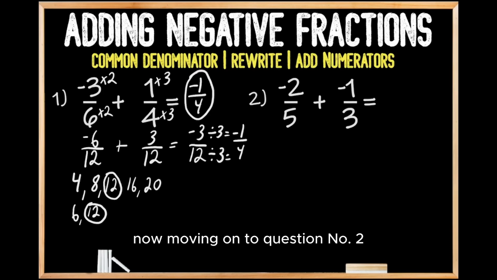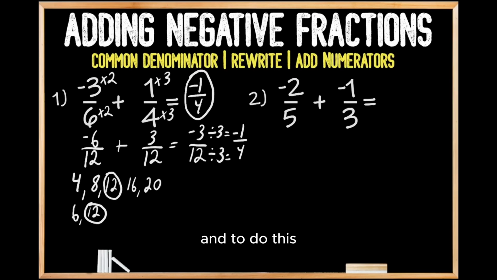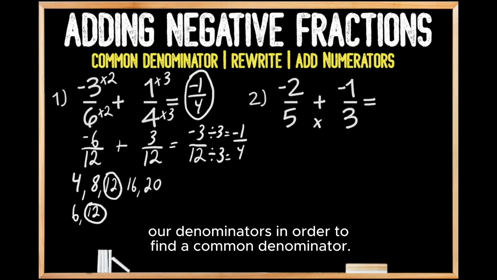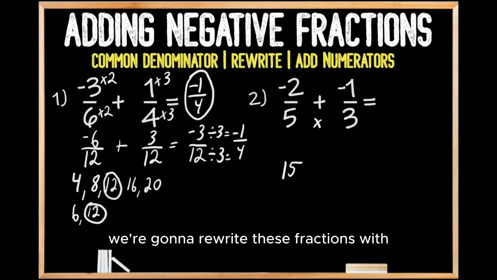Now moving on to question number 2, where this time we're being asked to add negative 2/5 plus negative 1/3. The first thing that we need to do is we need to find a common denominator. And to do this, we're going to multiply our denominators in order to find a common denominator. When we multiply 5 times 3, we get 15. So down below, we're going to rewrite these fractions with the common denominator of 15.